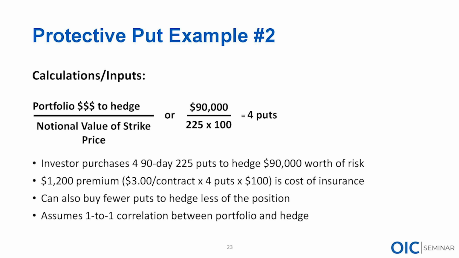So if your portfolio is moving quicker than the hedge, you need to buy more. And if it's moving slower than your hedge, you can buy fewer puts. So it would be 4 puts times that ratio that you've come to, you've determined between your portfolio and the hedging tool.